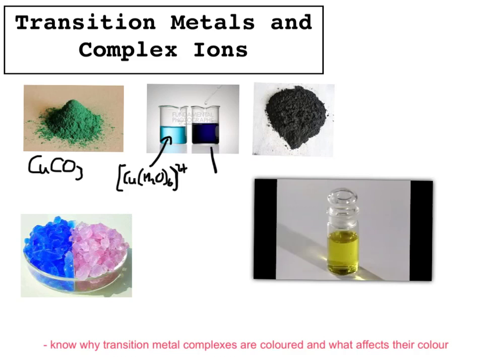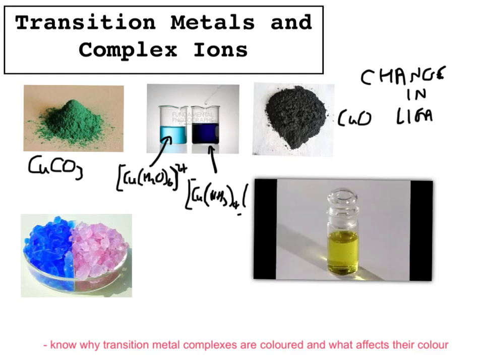which is blue. We've got copper with 4 ammonias and 2 waters, I'm not going to write the rest, which is deep blue, and we've got copper oxide, CuO, which is black. Here, none of these compounds have a different oxidation state of copper. Copper is always 2 plus. So the thing that's changed here is the ligand. So a change in ligand can change the colour.